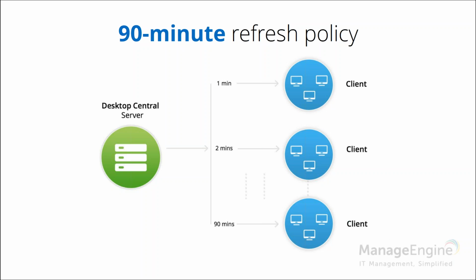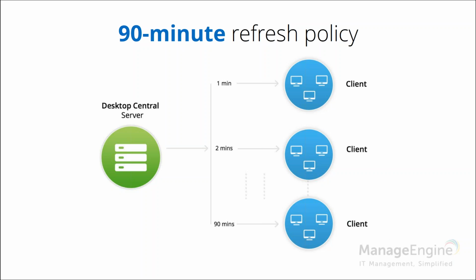We have two important factors with this 90 minutes refresh policy. Number one, the network is not choked by the agent communication, meaning that the bandwidth is not disturbed during the agent and server communications. Number two, the performance of the server is not affected at any time. The server has the intelligence to ensure systematic, streamlined communication from all the agents at regular intervals.